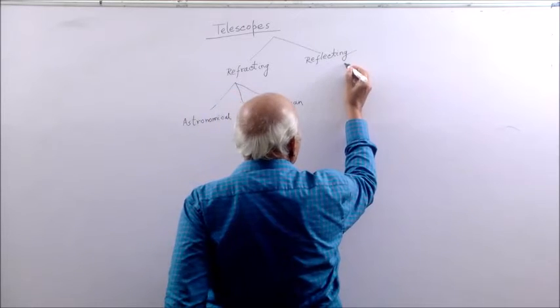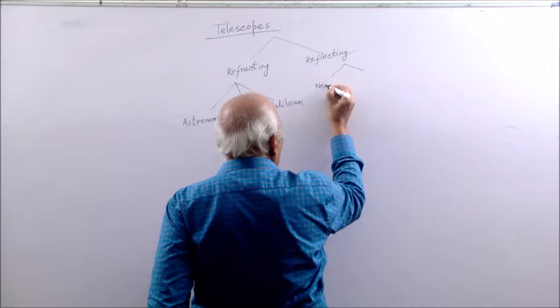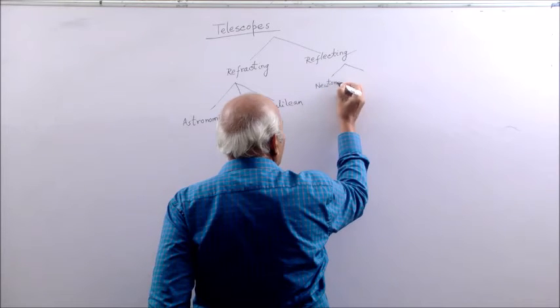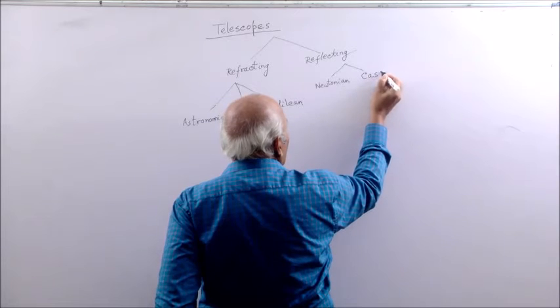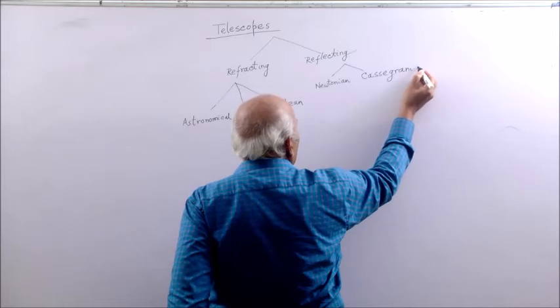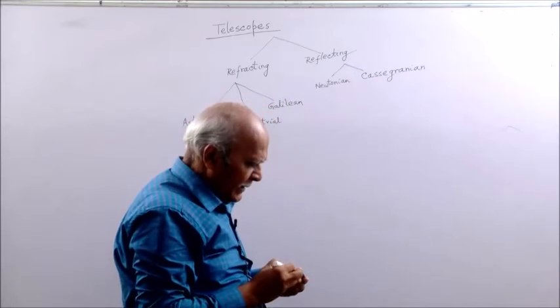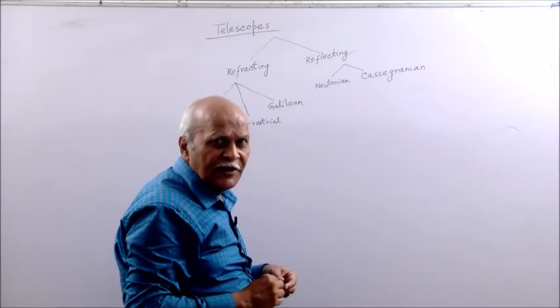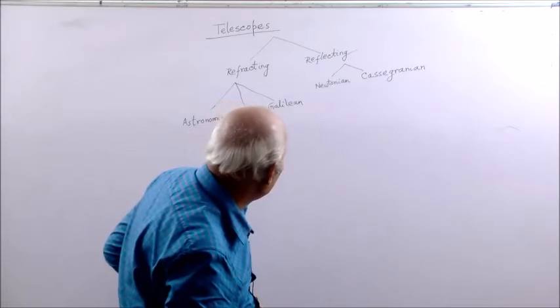And reflecting telescopes are of two types. One is called Newtonian, the other is called Cassegrainian. In the NCERT book, they have only explained a little about the Cassegrainian type, but Newtonian they have not explained.